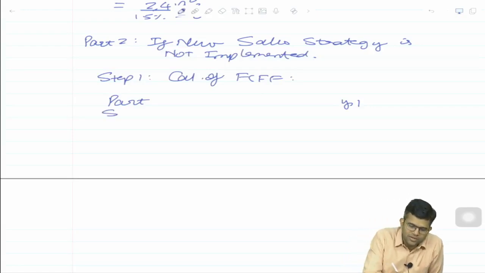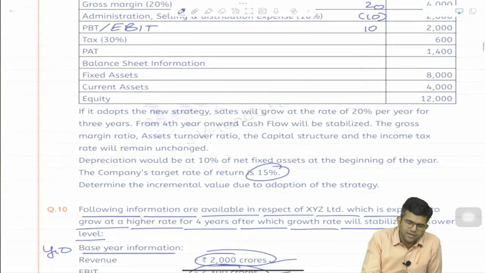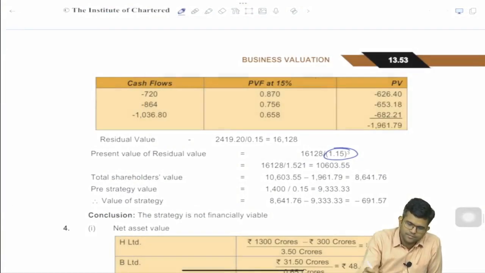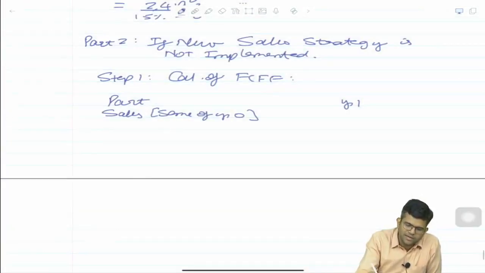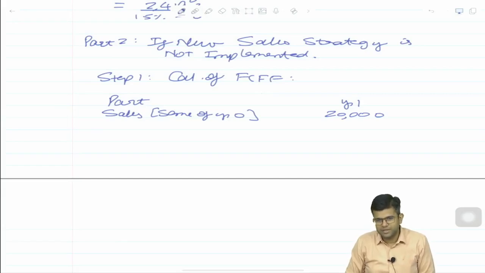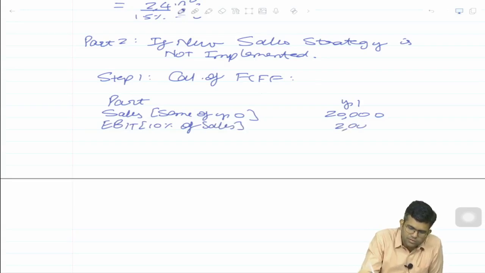So, write down sales, same as year 0: 20,000. Why am I taking year 1 sales same as year 0? Because I am not implementing any new sales strategy, no? So what is there only will continue. All understood? EBIT, 10% of sales, 2,000.